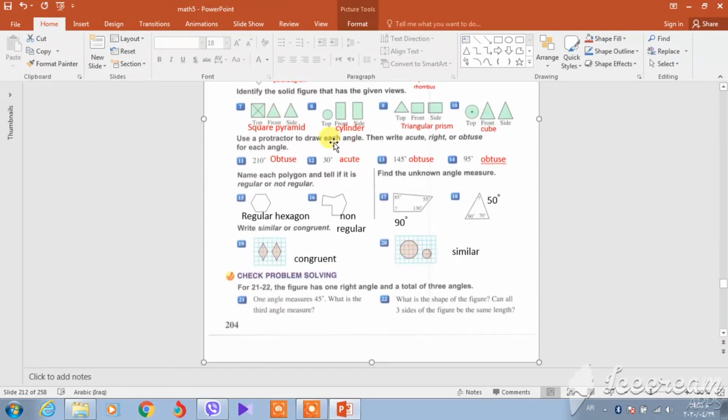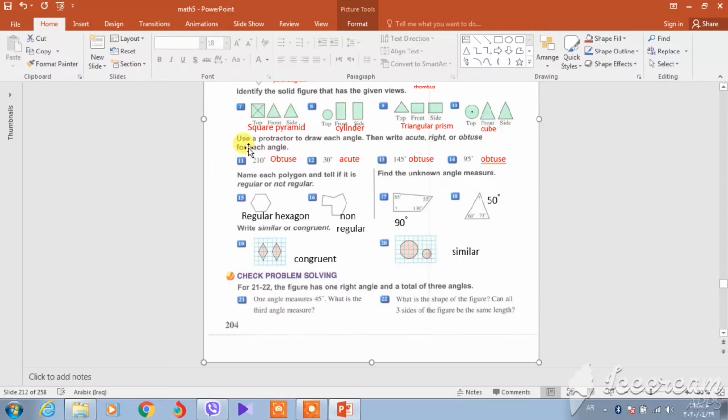Use a protractor. Student, you have a protractor. Use the protractor to draw each angle. The first thing we need to do is draw an angle, then write acute, right, or obtuse.